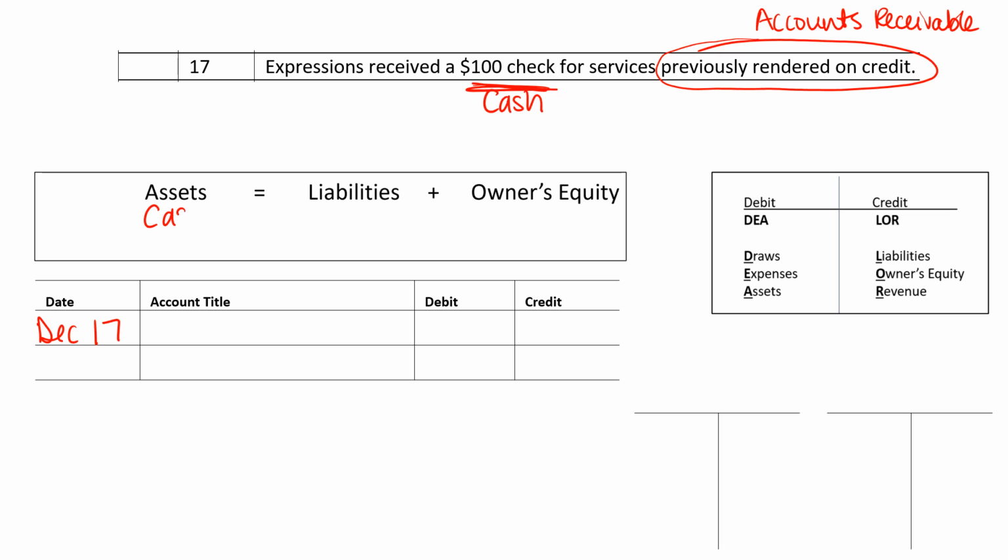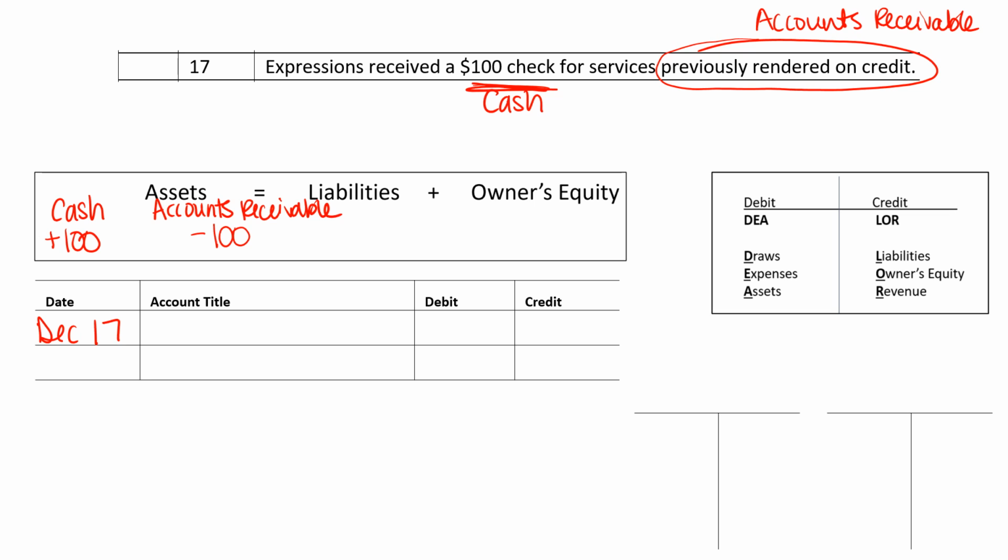Cash is being affected. I'm actually going to scoot this over. Cash is being affected and accounts receivable. They're both assets. And what's going to happen is cash is being increased by $100 and being put toward the account receivable balance. So now we need to decrease the balance for accounts receivable because they've paid that now. So we decrease the amount that we plan to receive in the future because we've now received it.